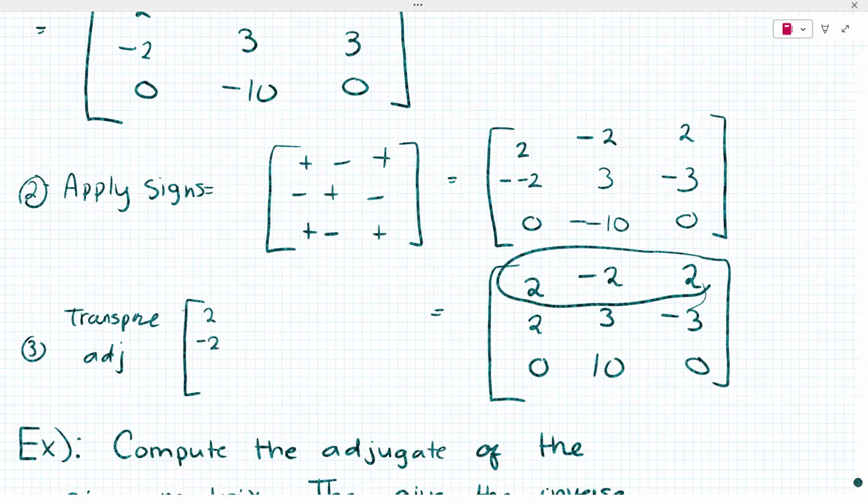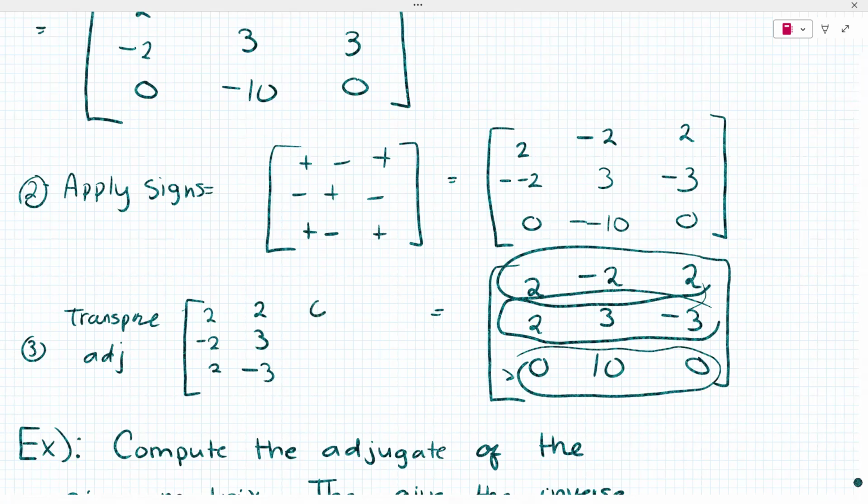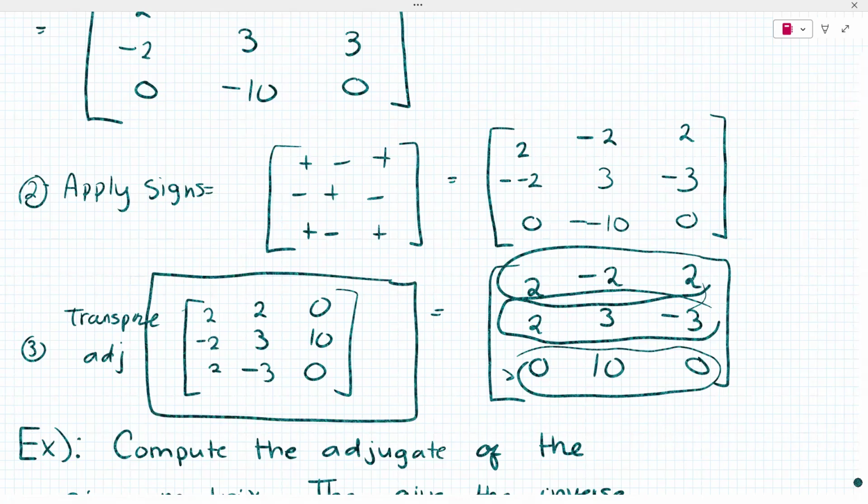2, -2, +2. And then you do the same process for this row. So imagine this row, putting it down vertically, you get 2, 3, -3. And then the same thing with this row here. Imagine putting it down vertically, you get 0 and 0. So the adjugate is going to be this matrix. So this is your final answer. Okay, let's move on.